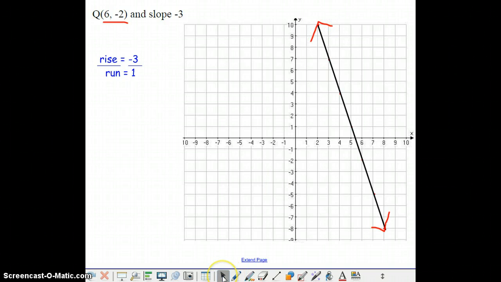Your worksheet has 12 other examples in addition to these 4. Please get that done. Thank you.